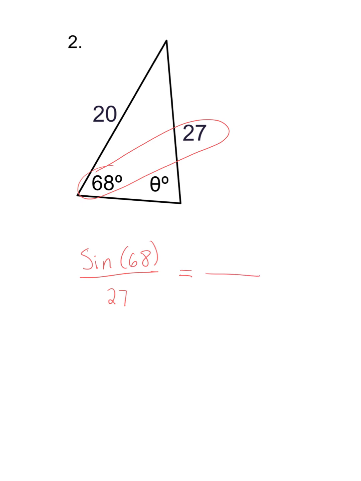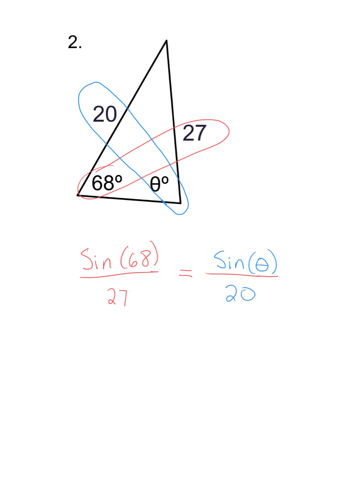The next thing we ask ourselves is, where is the variable? Our variable is theta. That is an angle, so it goes on top with the sine. So we have the sine of theta. Theta is just a variable. It's no different than x. It's a Greek letter. Okay, now what side is across from angle theta? There it is. Our side length is 20. So that side goes on the bottom.